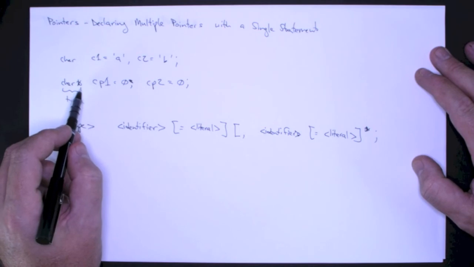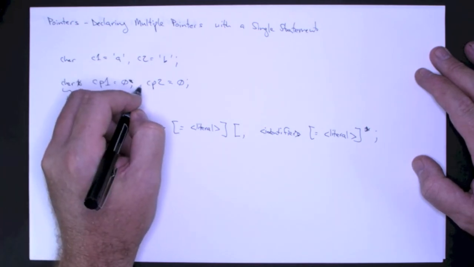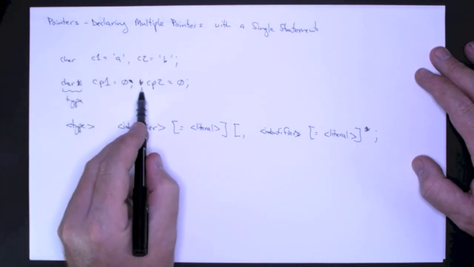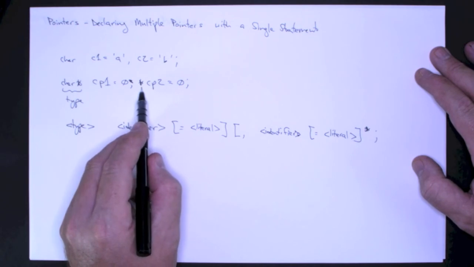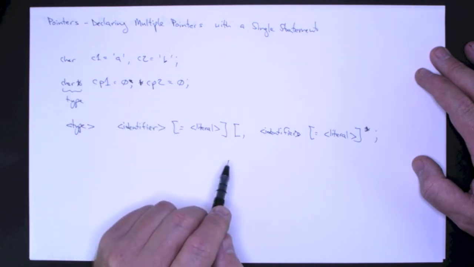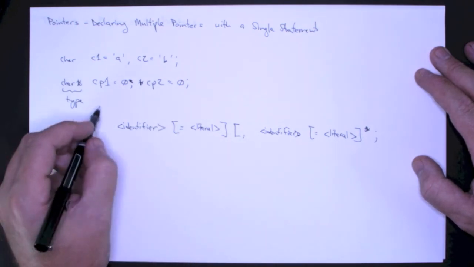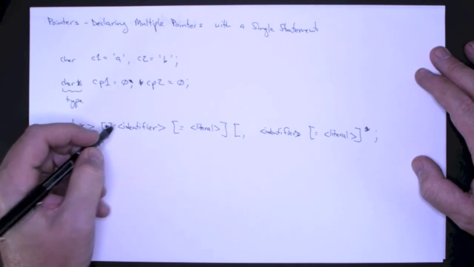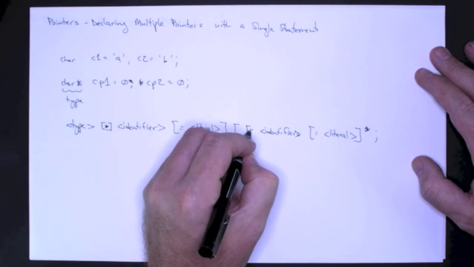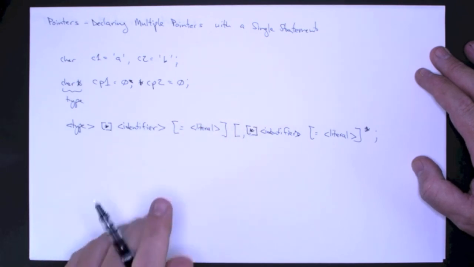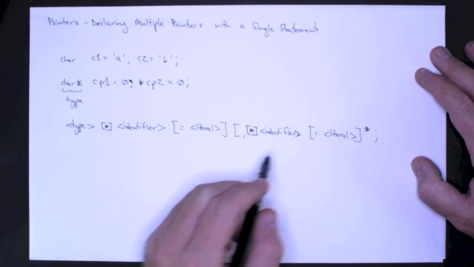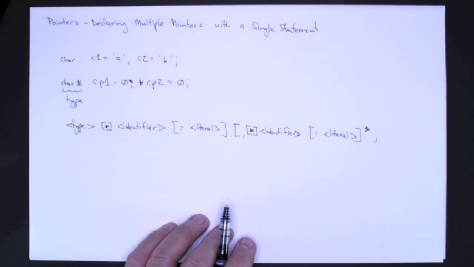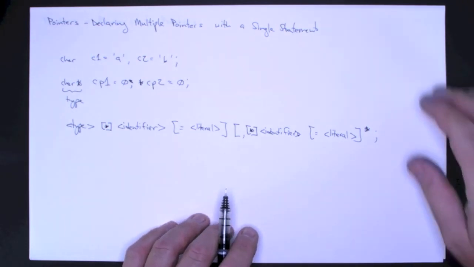And with pointers, this works, but in order to make CP2 a pointer, we have to add the asterisk before the identifier. So just to modify this Backus-Naur form, in order to declare a pointer, we actually need to specify that we can optionally provide an asterisk before each identifier. And that's how we declare multiple pointers with a single statement.